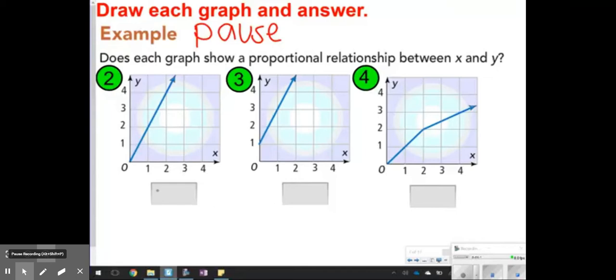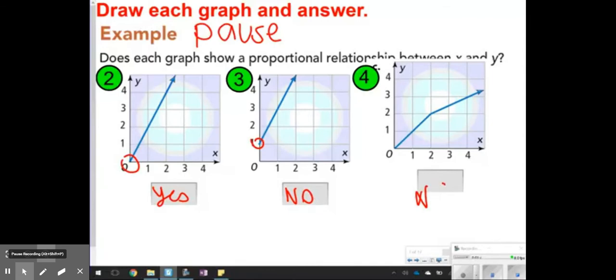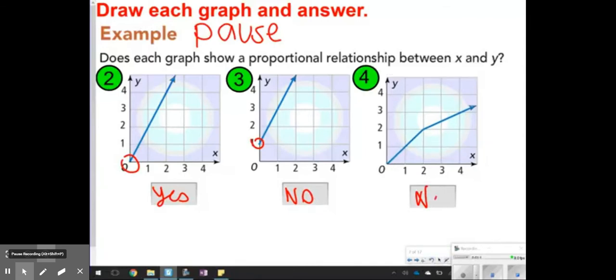Alright, so number 2 is a yes because it starts at 0, 0 and it has a straight line. Number 3 is no because it starts at 0, 1. And number 4 is also no because it is starting at 0, but it's not increasing steadily.